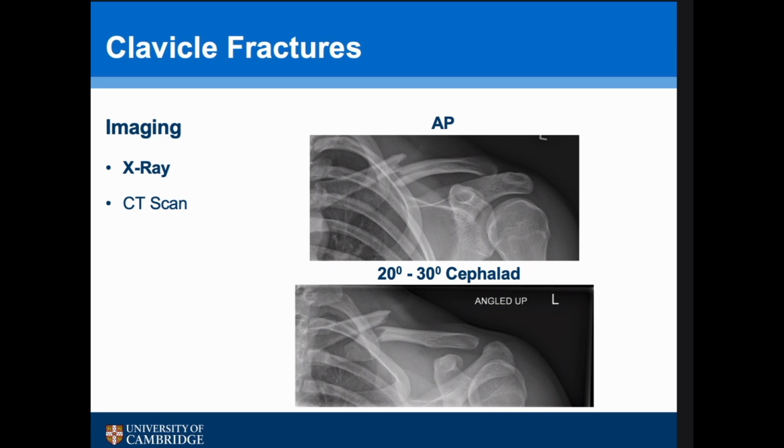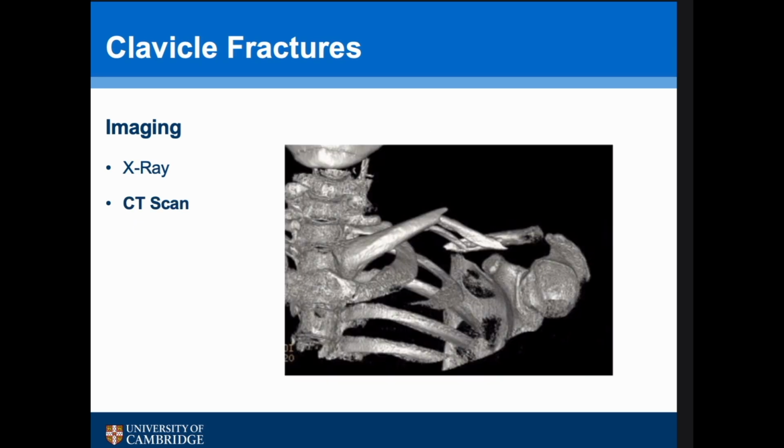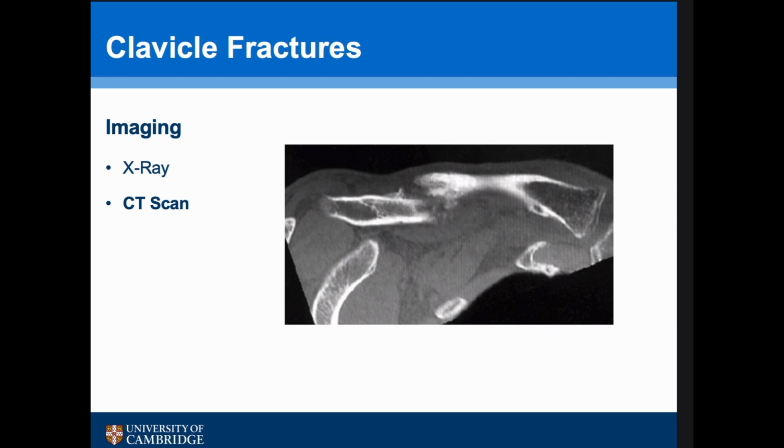CT scans are used rarely. This is a reformatted scan to look at the fracture fragment placements. It's rare that we require this. We tend to normally use a CT scan to look for evidence of delayed or non-union. It's sometimes very difficult in fractures that are a little bit older on a plain x-ray to see whether they've truly united, so a CT scan can be very useful there.